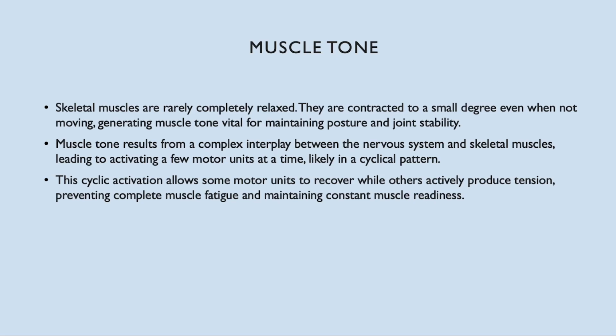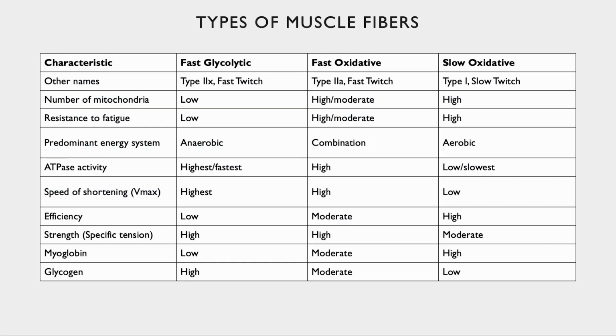And we alternate in a cyclical pattern the number of motor units and the individual motor units that we are using. So some motor units can recover while other motor units are actively producing tension. So the muscle never gets completely fatigued, and we can maintain a constant muscle readiness, and we can maintain our body posture. We can maintain our muscle activity. It's a very interesting phenomenon.